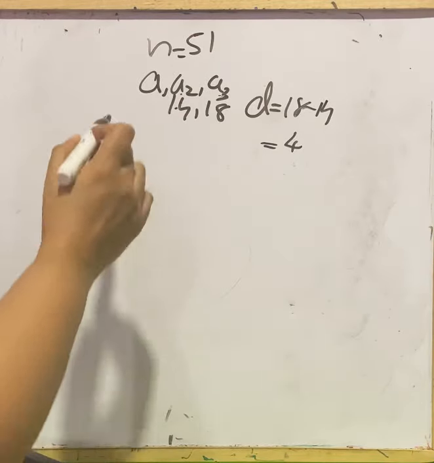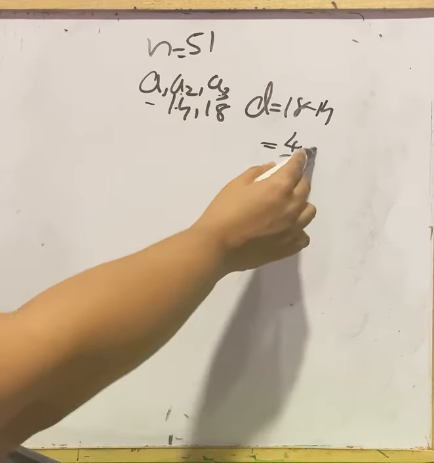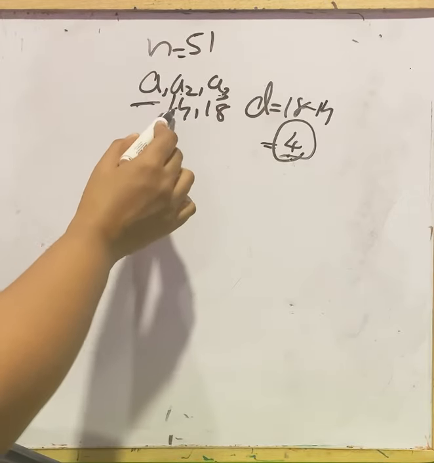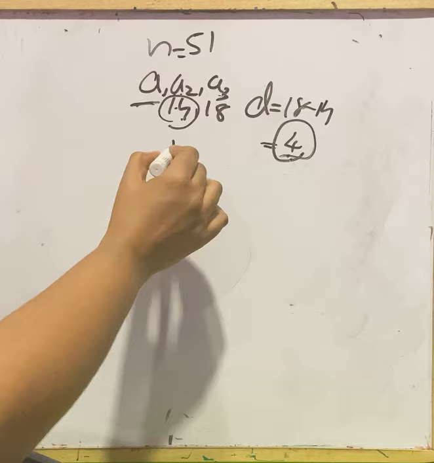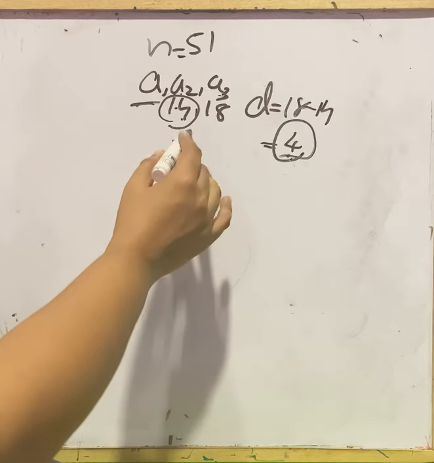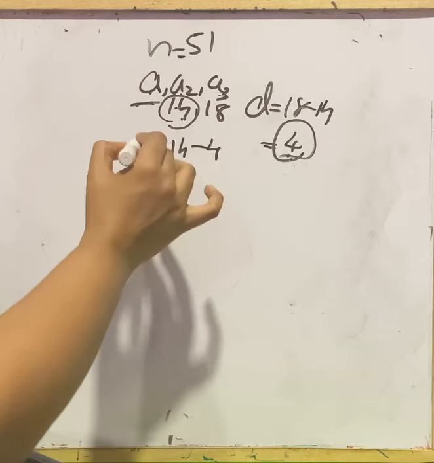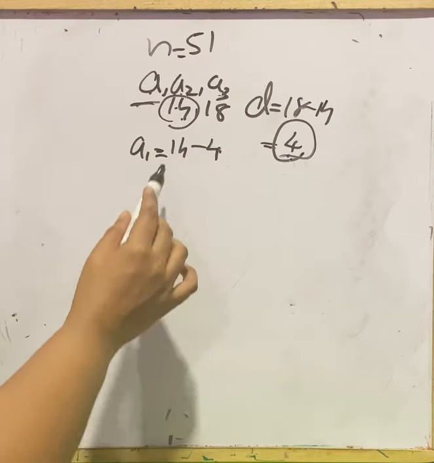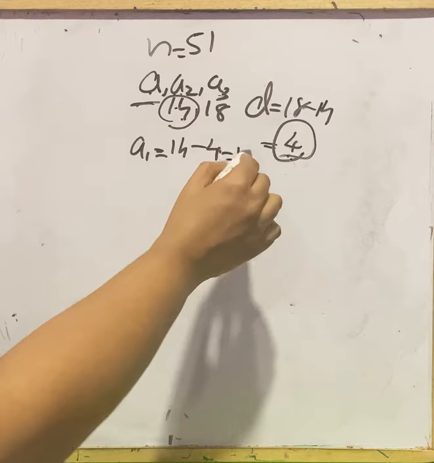Before that we will find A. Here we got D is 4. If D is 4, to find the first term we have the second term. We will subtract because their difference is 4. 14 minus 4 you will get A1, that is the first term. Second term minus D you will get the first term. So the first term will be 10.